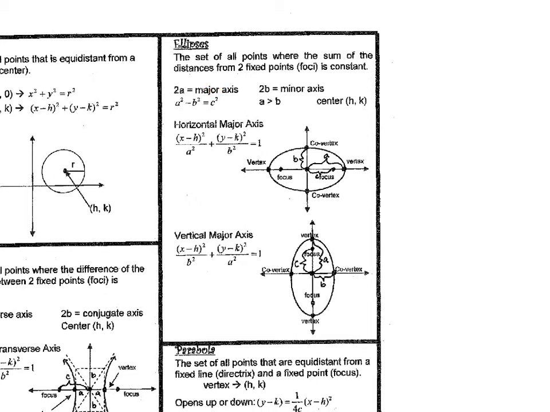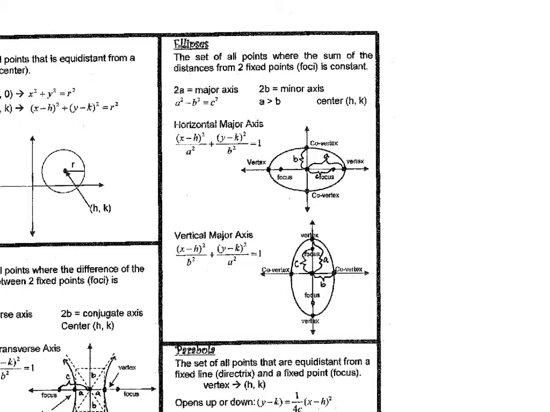So when the bigger number is underneath the x, that means that the major axis is going parallel to the x-axis, so it's a horizontal ellipse. When the bigger number is underneath the y-coordinate, that means that the major axis is going parallel to the y-axis, and it's a vertical ellipse.